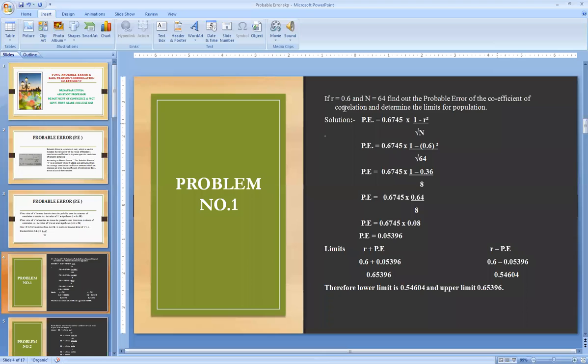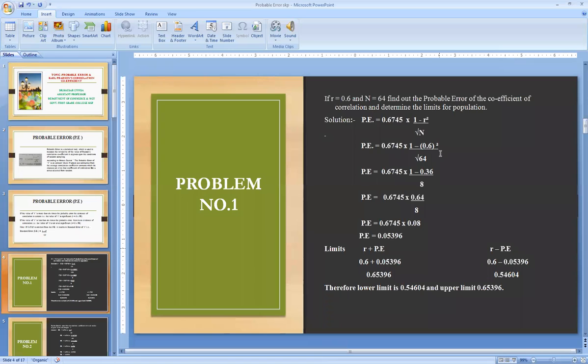So if r equals 0.6 and n equals 64, find out the probable error of the coefficient of correlation and determine the limits for population. First, we need to go for calculating the probable error. And also we have to calculate the two limits. One will be plus PE, another one will be minus PE. Then later on we'll see.